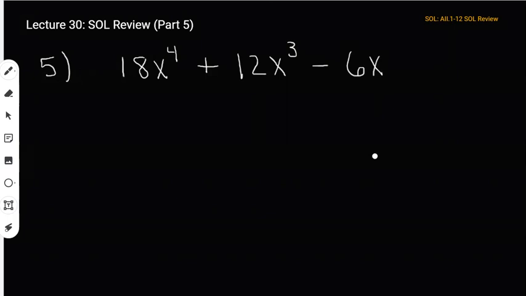Now for this one, it kind of looks complicated, but what you need to keep in mind is you can always take out what they all have in common. So what do all 3 of these terms have in common? They all have an x, so I can take an x out. What else do they all have in common? As far as numbers go, they all can be divided by 6. So they all contain a factor of 6. So I can put a 6 in front of the x.